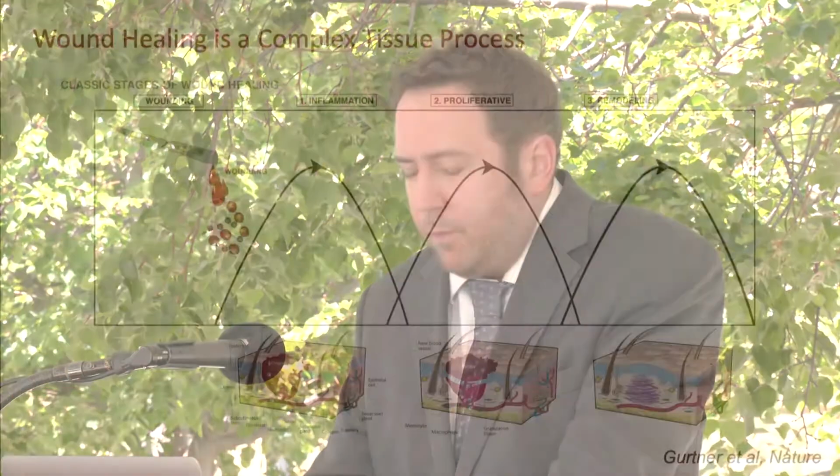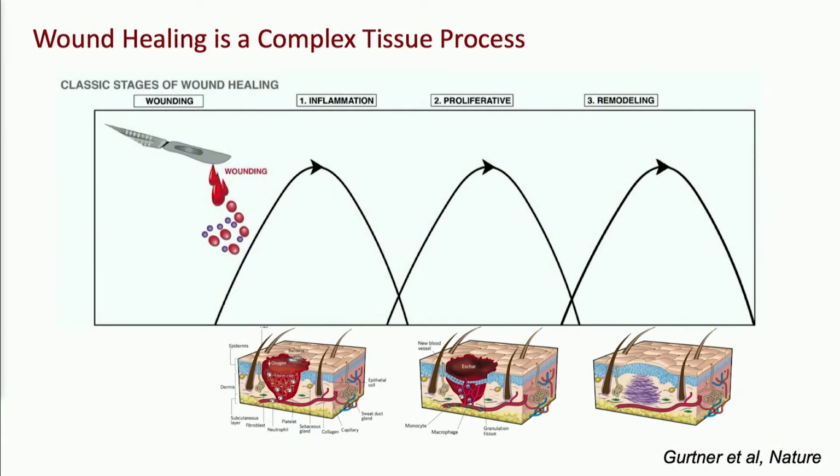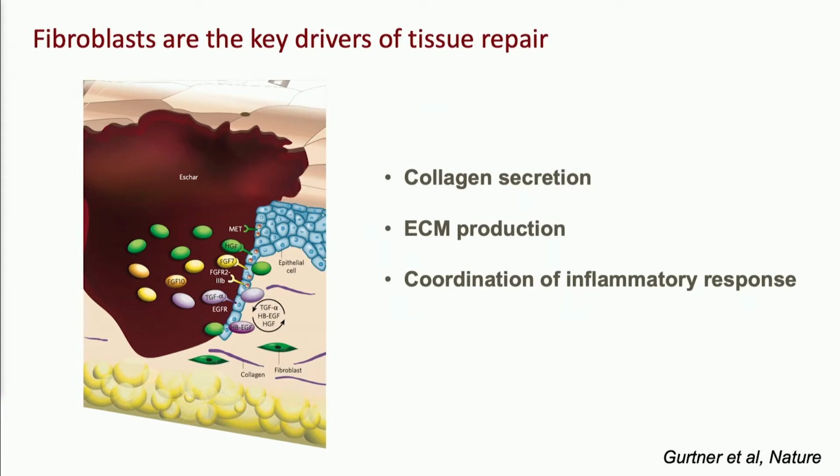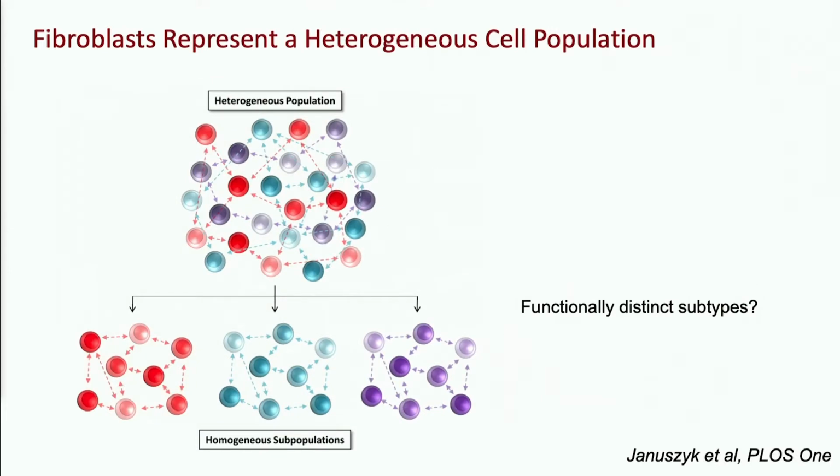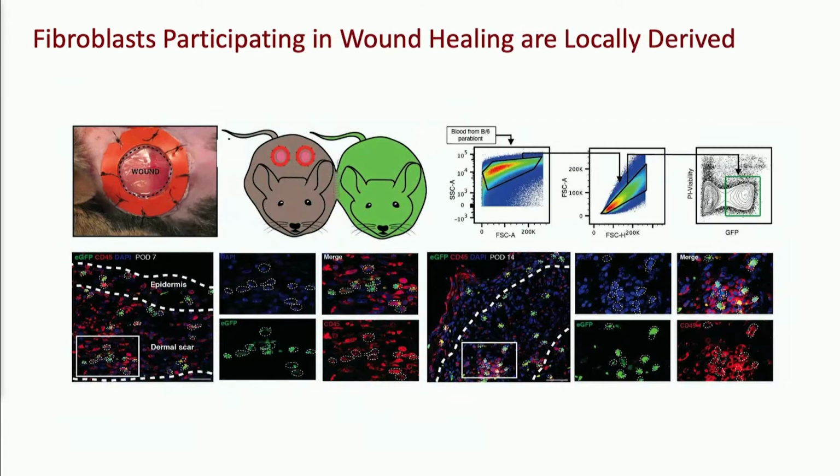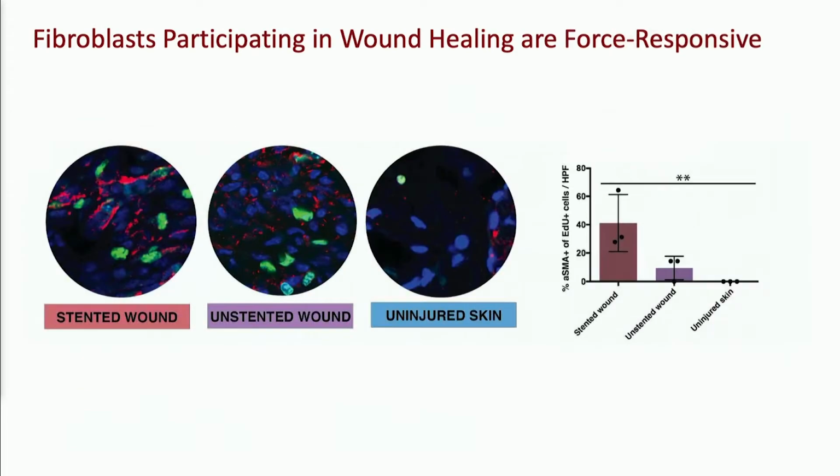So wound healing is a complex physiologic process that represents a model system in which to study tissue repair more generally. Fibroblasts represent the key mediator of wound healing, responsible for collagen secretion, ECM production, and coordination of the inflammatory response. However, research in wound healing is limited in part because fibroblasts themselves represent a heterogeneous cell population, making traditional tissue analysis techniques more difficult. Our lab has recently demonstrated that in the context of murine wound healing, fibroblasts are locally derived and are activated in response to local environmental cues, including mechanical signaling.